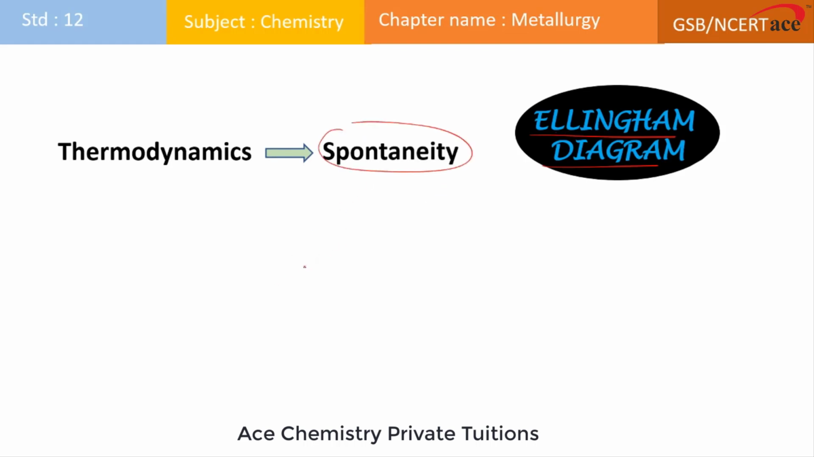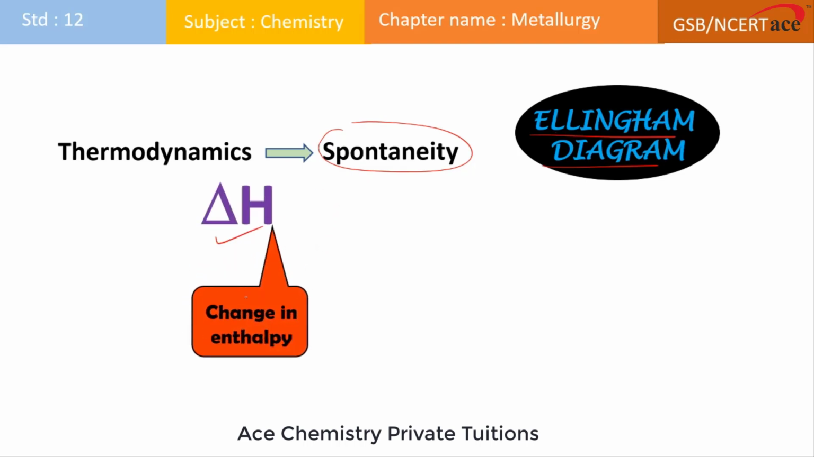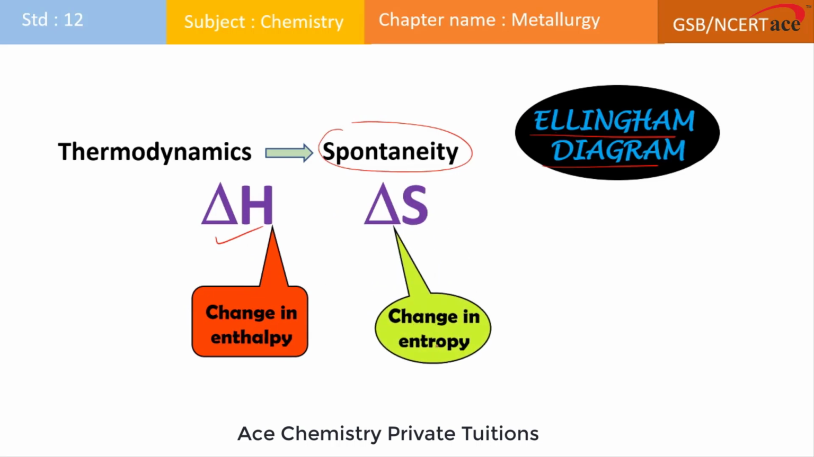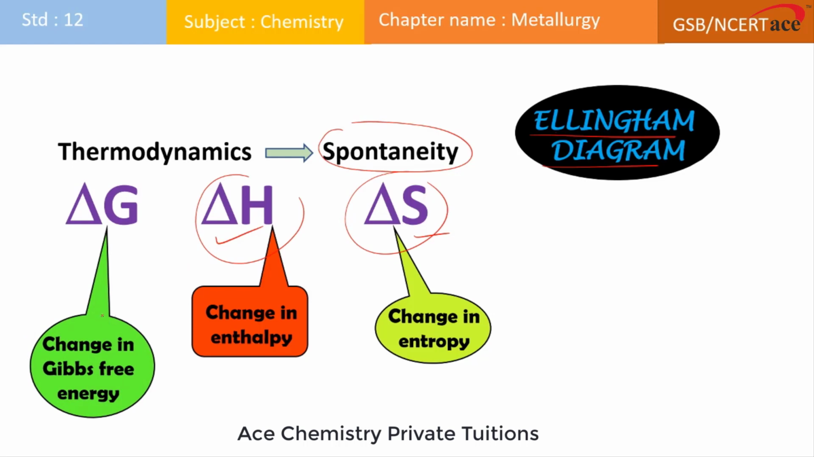And for this, we should know the difference of two parameters: delta H, which we refer to as what? Change in enthalpy, and delta S, which is referred to as what? Change in entropy. So by knowing the values of delta H and delta S, we can calculate delta G, which is referred to as what? Change in Gibbs free energy.